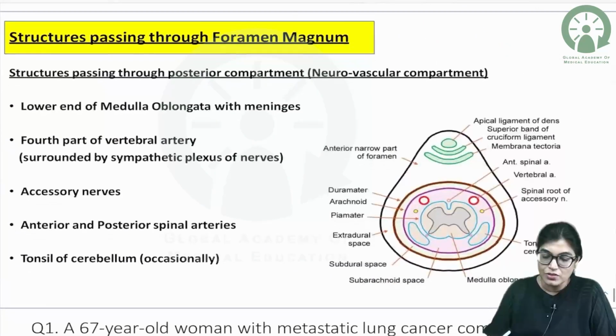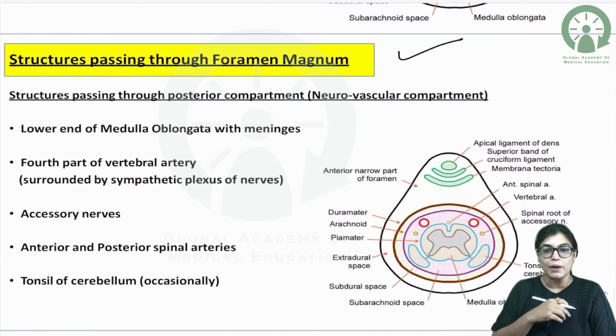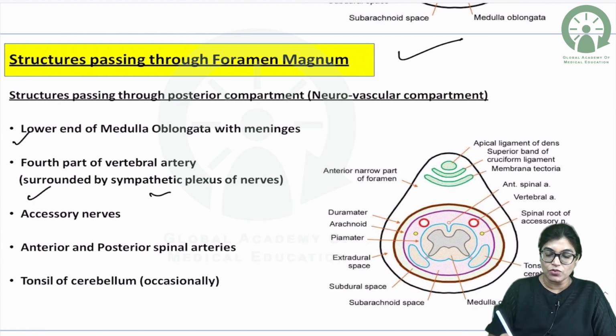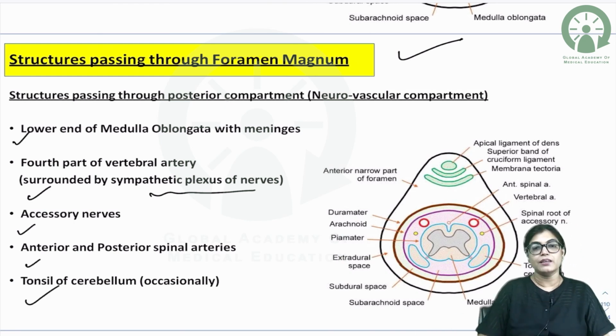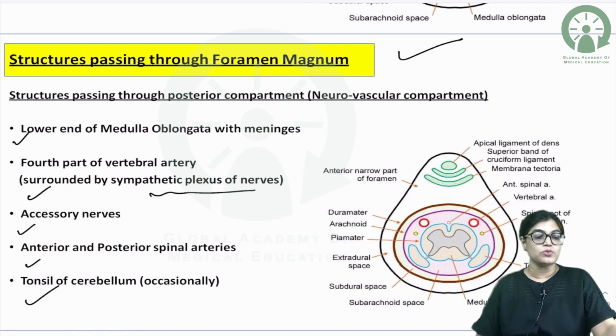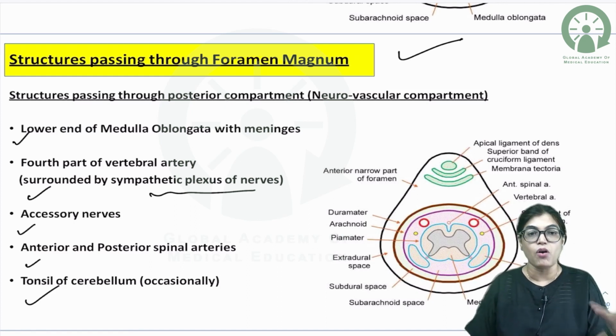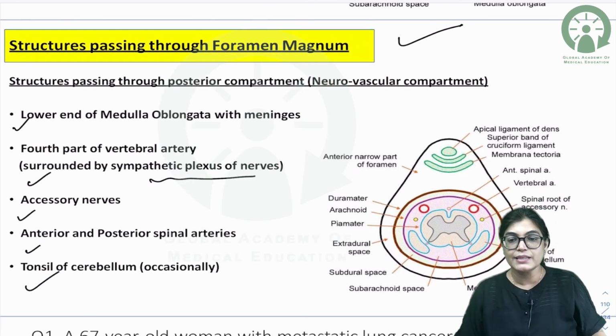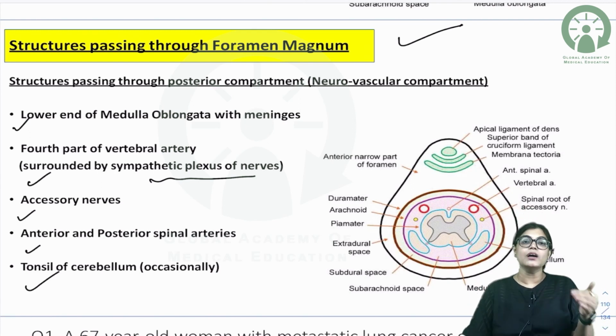Major neurovascular structures are transmitted from the posterior part of the foramen magnum, and these structures are the lower part of the medulla oblongata, the fourth part of the vertebral artery surrounded by a sympathetic plexus of nerves, the accessory nerve, the anterior and posterior spinal nerves and the tonsil of the cerebellum. I want my dear aspirants to learn by heart all these important structures and foramina which I have told you, and the structures traversing through them. It is highly, highly important for you. These are the structures passing through the posterior or neurovascular compartment of the foramen magnum.